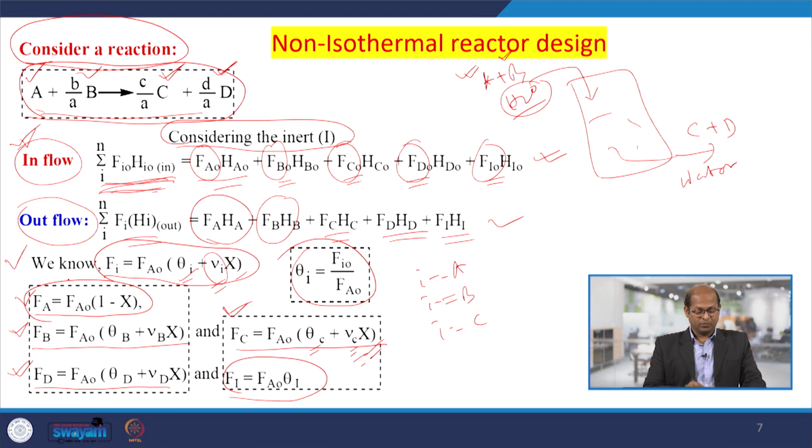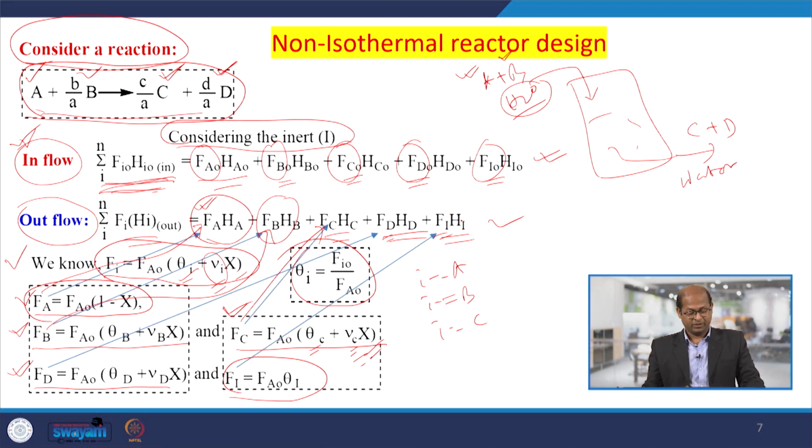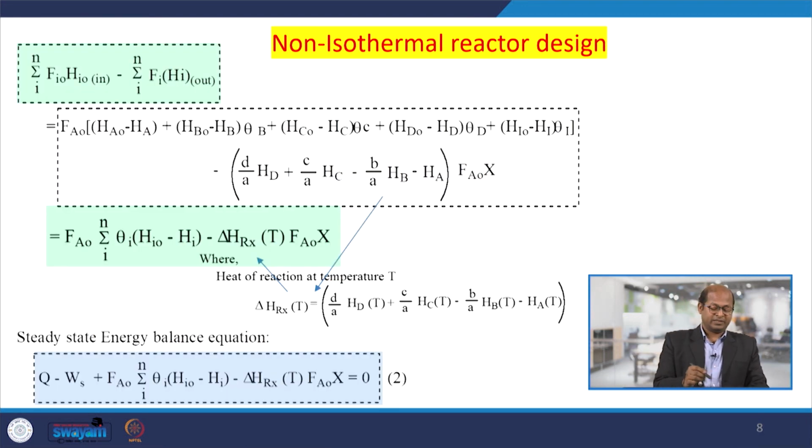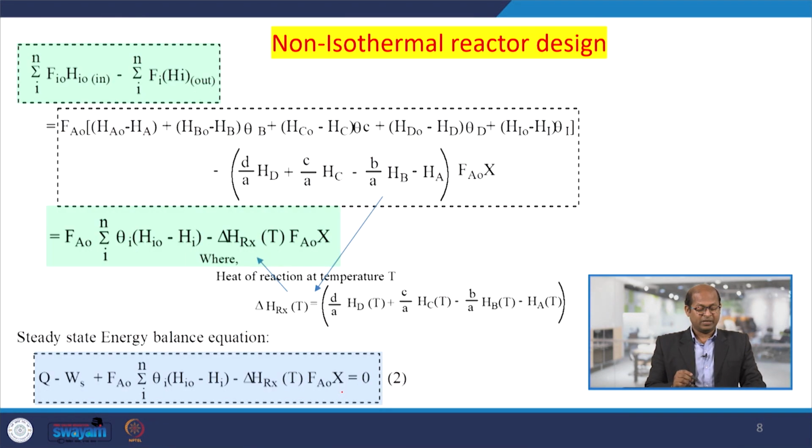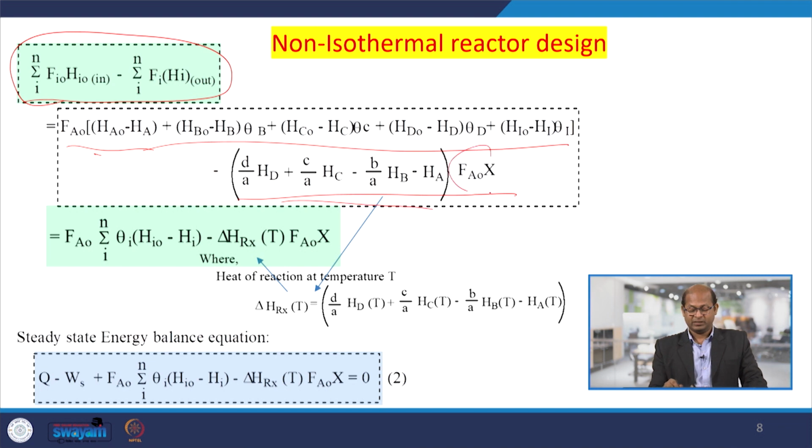Now these are the components we can substitute here: FA we can substitute here, FB we can substitute here, FC we can substitute here, for all components we can substitute here. So, now the difference in the energy balance equation, this difference, how we can express it? After substituting all components and rearranging we can get this. These are the two ways we are expressing it.